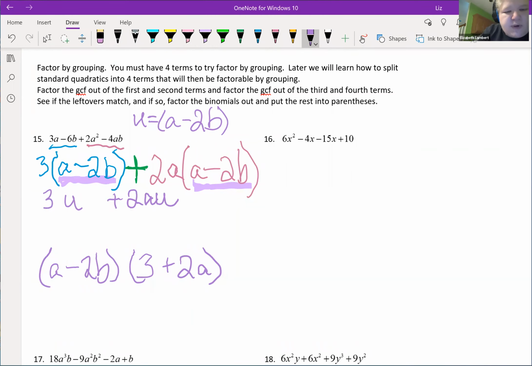So look at what I wrote now. I have 3u's plus 2au's. Now it should be clearer, the same way the two pink terms had a's in them, these two terms have u's in them. So I'm going to factor that u out front. So there's my ugly. And then my leftovers would be 3 plus 2a.